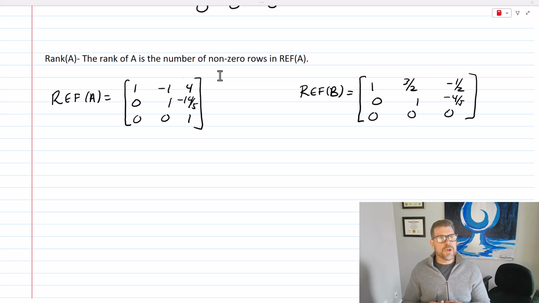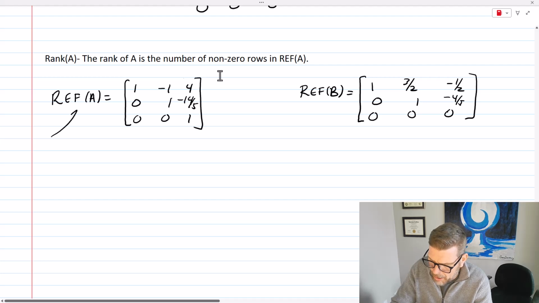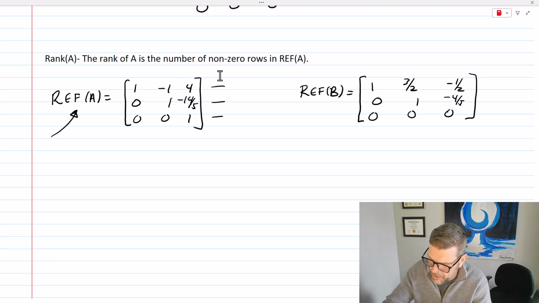Okay? So what we need to do in order to find the rank of A is we first need to row reduce down to either the row echelon form or the reduced row echelon form. And then we're just going to go in and count the non-zero rows. So for example, in our first example, we got this for our REF of A. And so if we notice, we have 1, 2, 3 non-zero rows. So the rank of A is equal to 3.